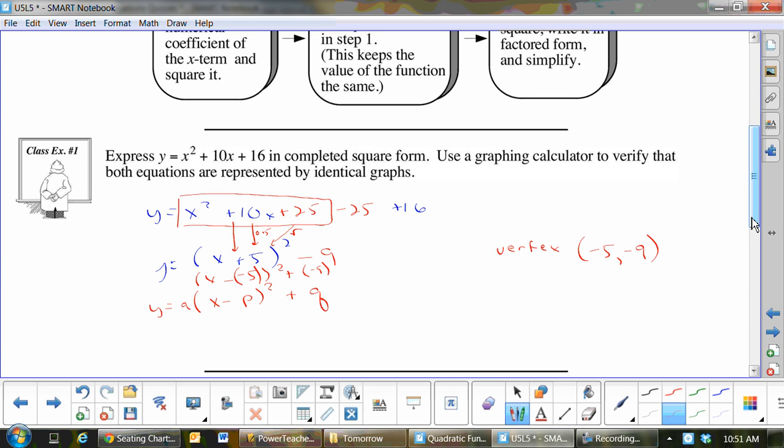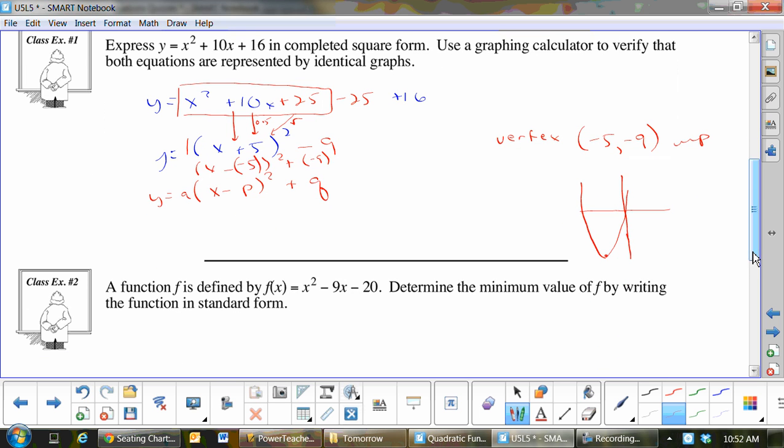Would this graph be going up or down? Why? A is positive, right? So this is going up, and the stretch factor would be no stretch factor on it at all. So now we can draw a graph, because where's negative 5, negative 9? Okay, negative 5, negative 9 is down here, and then it's just a normal graph, right? So there's a purpose to completing the square, and that is to get it in a form that I can actually draw a picture from it. Okay?